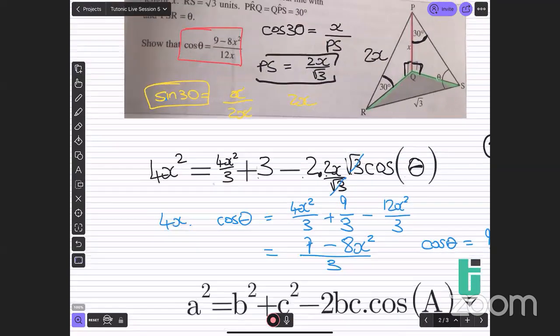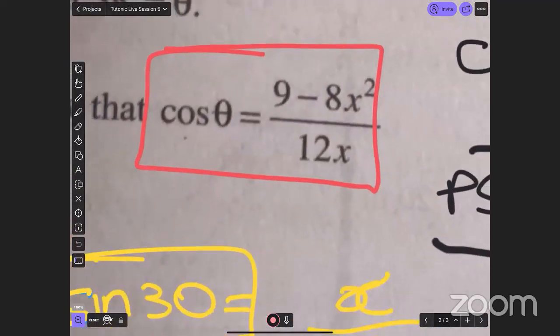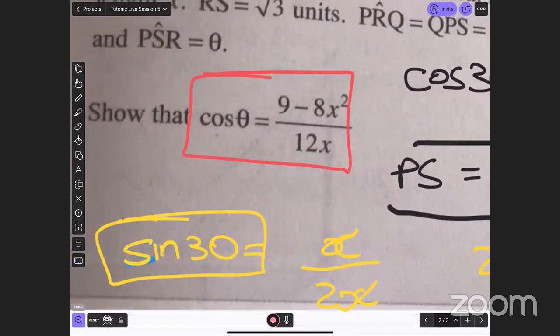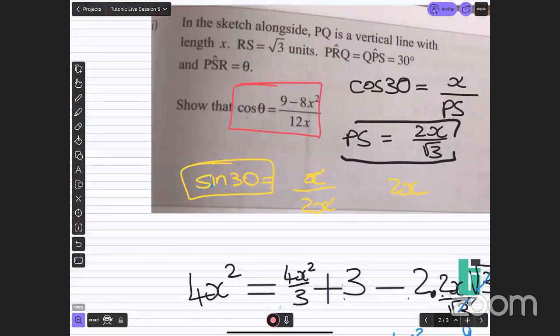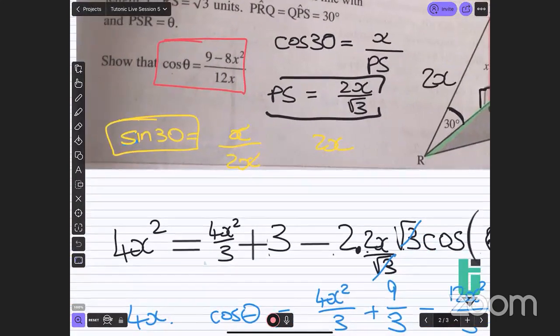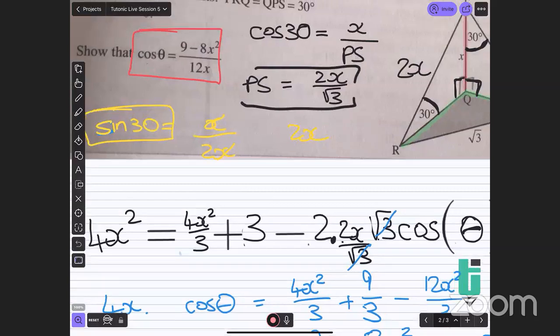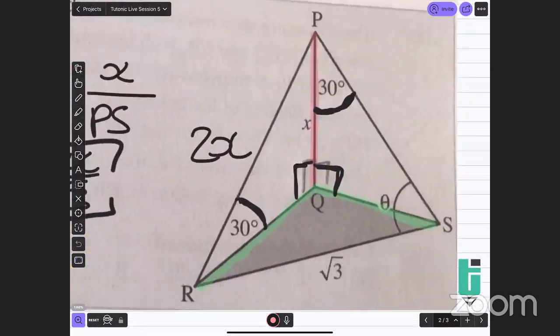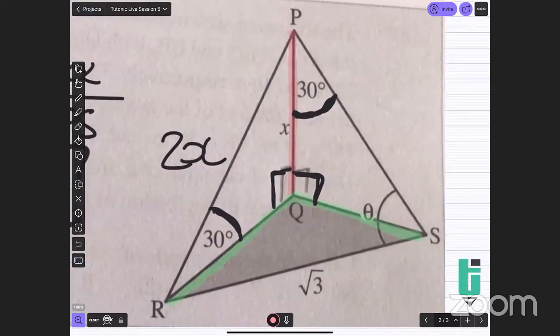Because if you want to solve for cos theta, you have to have an equation with cos theta. You have to create an equation that has cos theta in it. And the only way you can create an equation with cos theta in it is if you use cosine rule. You can't use the trig ratios because this is not a 90-degree triangle. Do you guys see that? It's not a 90-degree triangle.